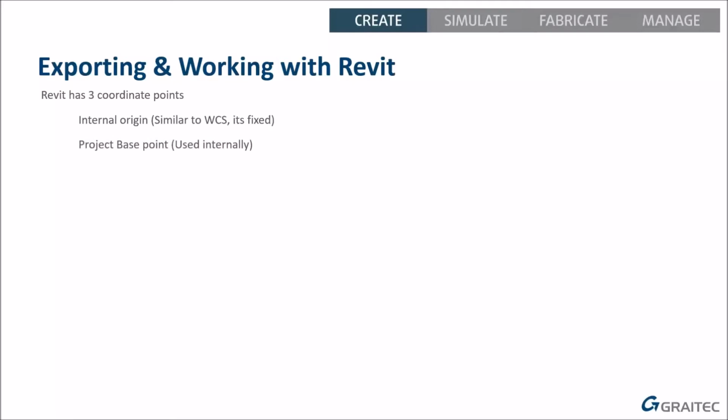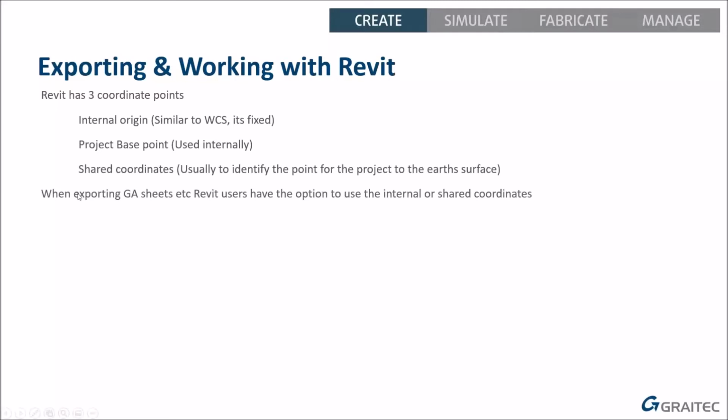You have a project base point, which from speaking with the Revit guys is one that they use internally when they're adding dimensions and things like that. And then you have shared coordinates. So that is usually where they actually identify the point relative to the Earth's surface. So they give it an eastings and a northings. And when you export GA sheets from Revit, the users have the option to use the internal or the shared coordinates when they create their exports.